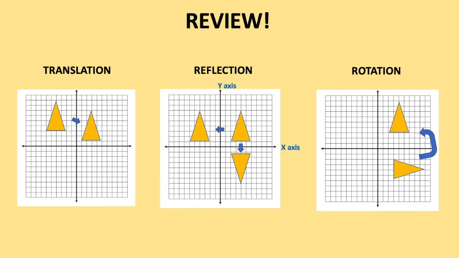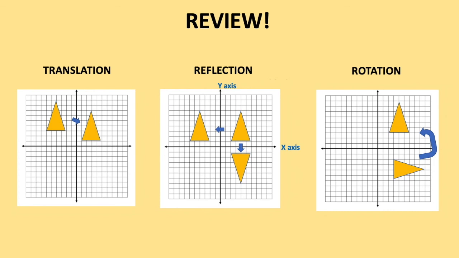Okay, some review. Translation of a shape or line is moving the shape in a certain direction. Each of the vertices in the shape or line will be moved in the same direction and the same amount.